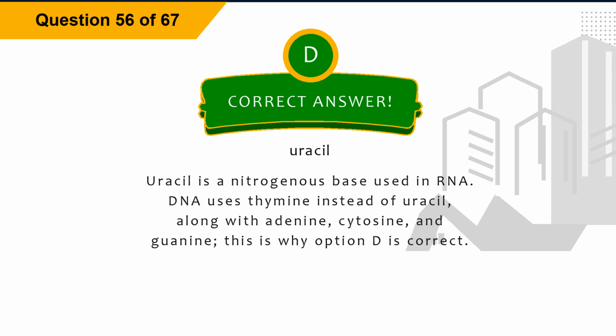Explanation: uracil is a nitrogenous base used in RNA. DNA uses thymine instead of uracil, along with adenine, cytosine, and guanine. This is why option D is correct.